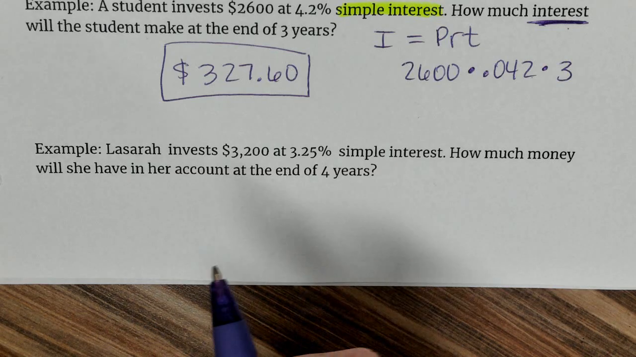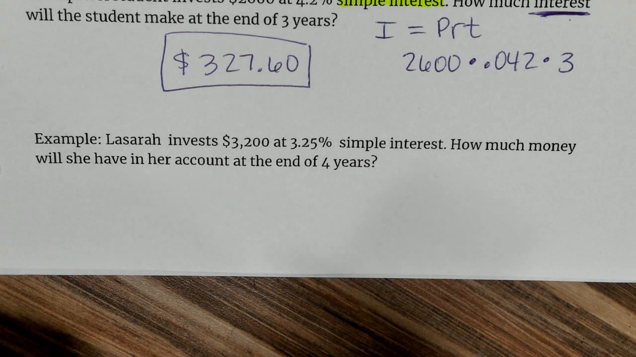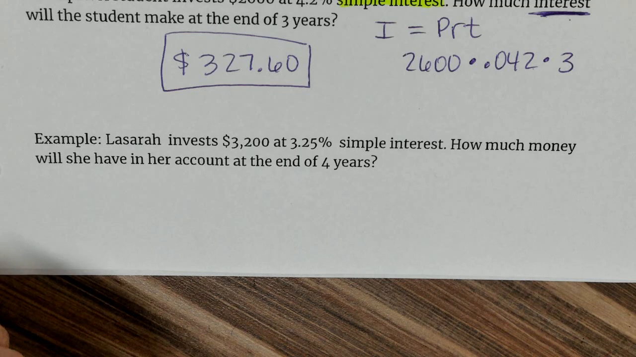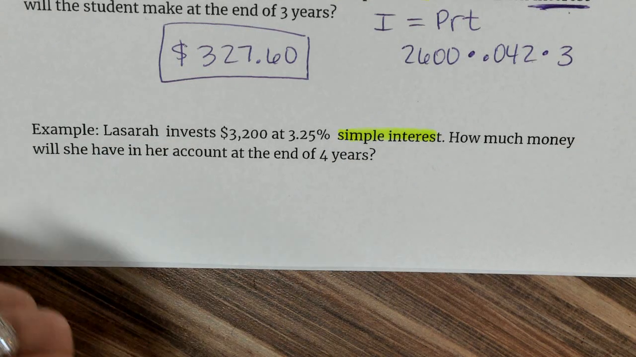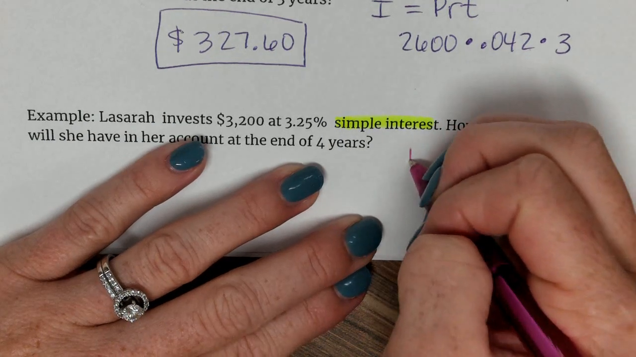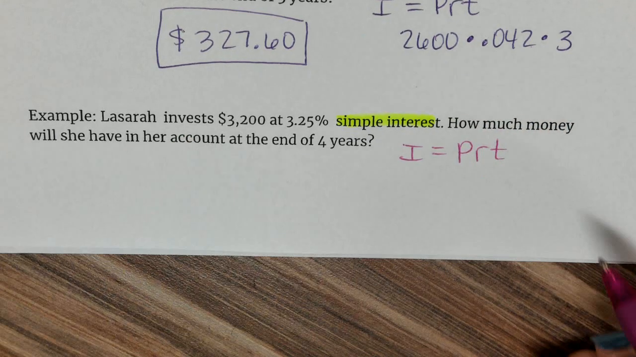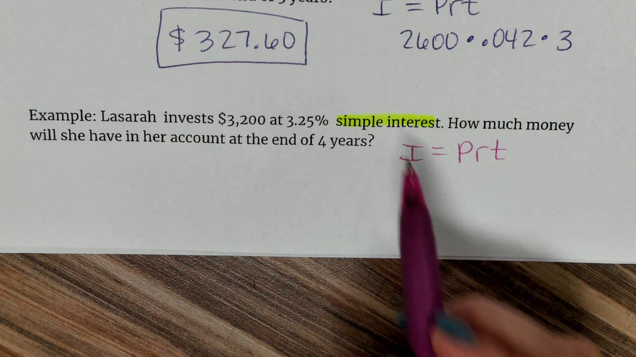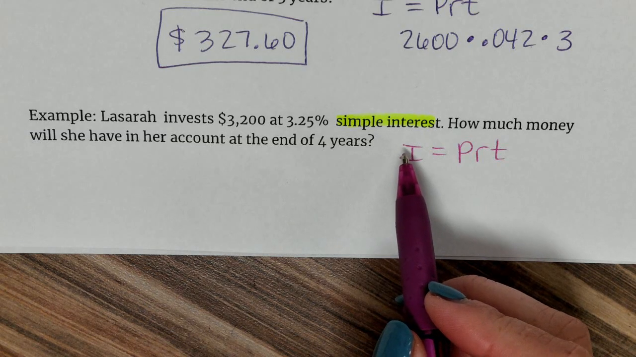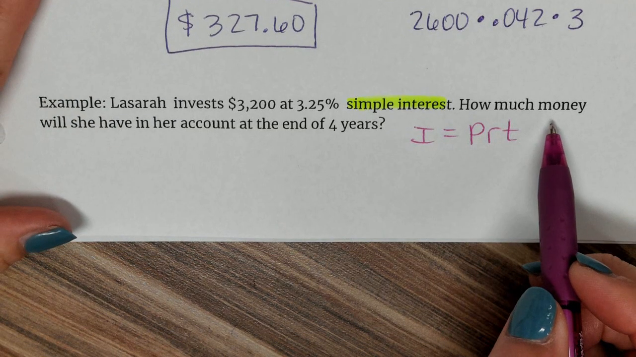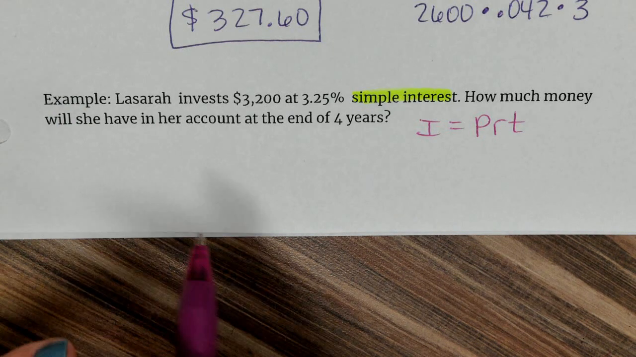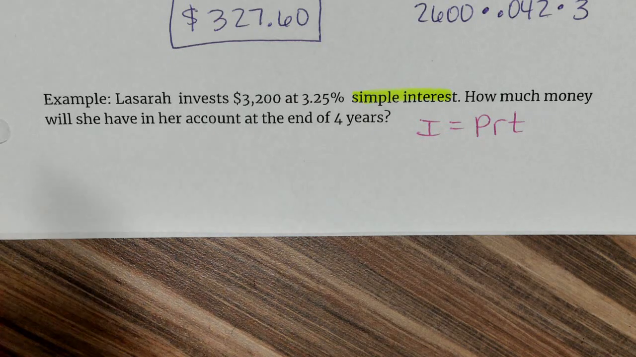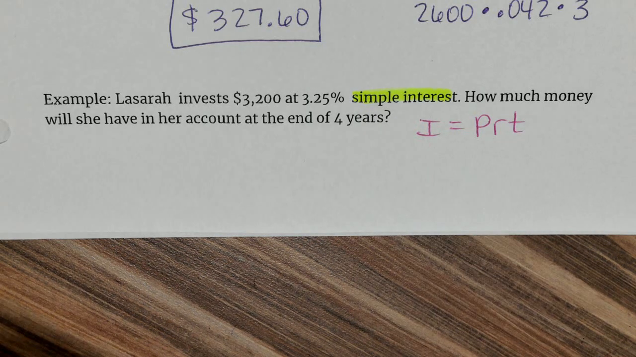Okay, last example. LaSara invests $3,200 at 3.25% simple interest. What clue word did you just see? Simple interest. So what formula am I going to write? I equals PRT. What does this formula solve for? Interest. Let's read the question. How much money will she have in her account? Is the question asking for interest, or is it asking for how much money total she's going to have in her account? Total. So does this formula give me that answer?